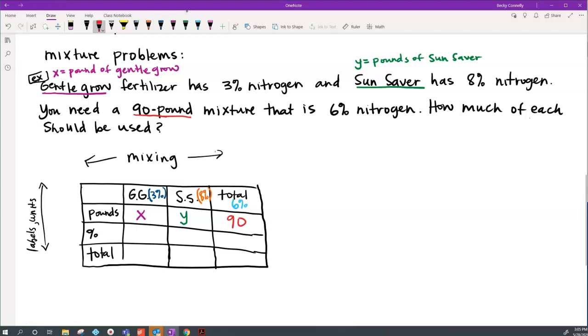So this gives me my first equation right here, because however many pounds of the Gentle Grow plus the pounds of the Sun Saver has to equal 90 pounds. So that first row gives me my first equation. The second row is not going to make an equation for me, but it helps me organize information to get that second equation. On this percent, I want to change my percent to a decimal so that I can write it in equation form. So how do I write 3% as a decimal?